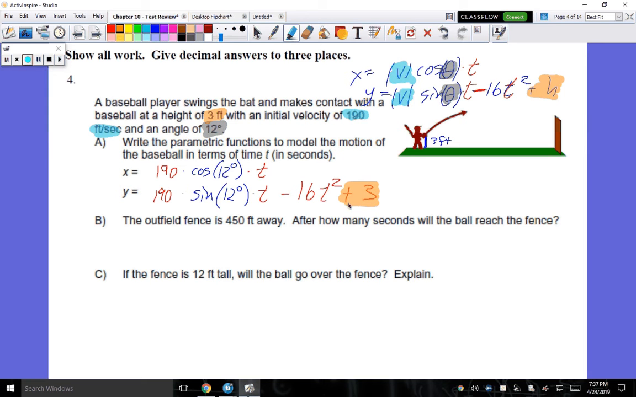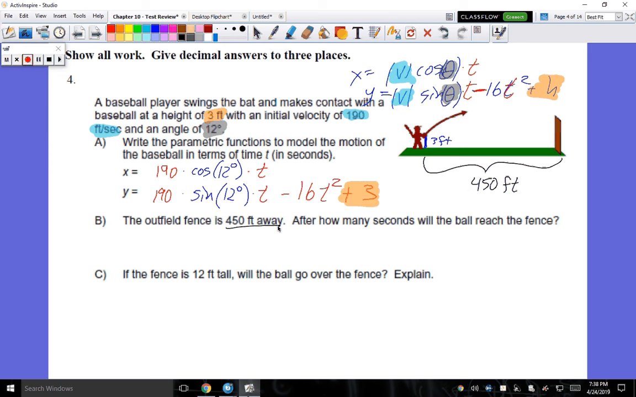So the outfield fence is 450 feet away. So this distance from where contact was made all the way to this fence is 450 feet away. Okay? After how many seconds will the ball reach the fence? So we want to know how many seconds it will take until it gets all the way over there, whenever it starts from a height of 3 feet. Okay? So let's go ahead and work this out.